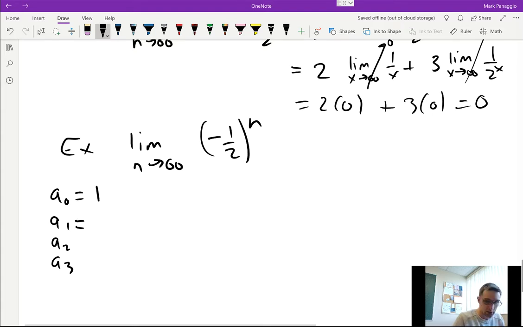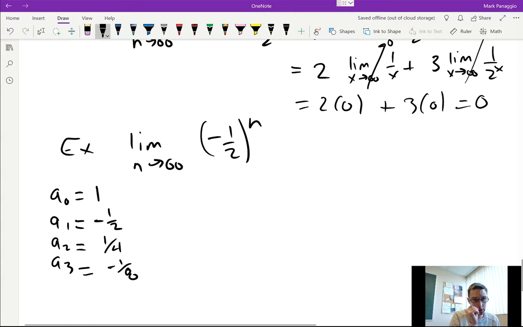All right, so now a1, I need to raise negative 1/2 to the 1 power, which is just going to give me negative 1/2. And then when I plug in n equals 2, now I'm going to have negative 1/2 squared. So we'll get a value of 1/4. And then a3 would be negative 1/8. And maybe you see where this is going. It looks like the terms are alternating signs. They go from positive to negative, back to positive again. And then the denominator is growing by a factor of 2.